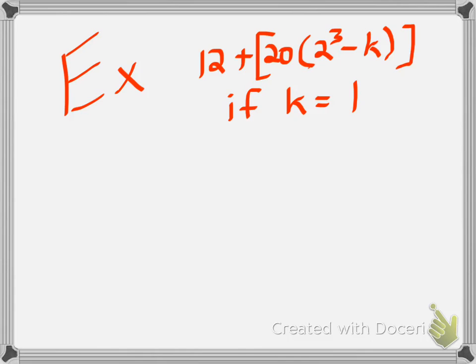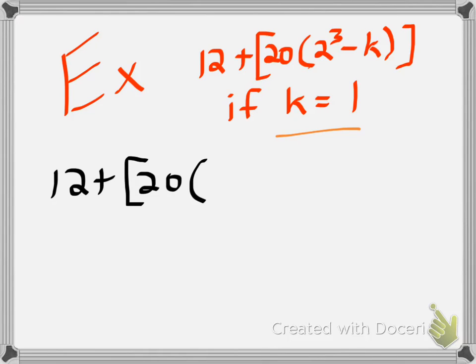All right, here's an example. We have 12 plus 20 times 2 cubed minus k. Now, this means that we're going to substitute k equals 1 in for k. So let's do that. We have 12 plus bracket 20, open parentheses, 2 cubed minus 1. That's my k. Close parentheses, close brackets.